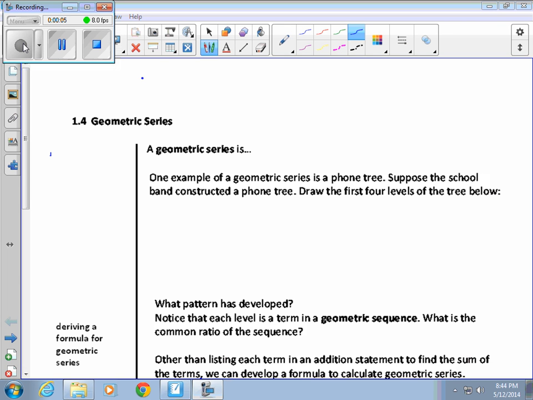Alright, 1.4 geometric series. This is number 2 because the first recording of this one was horrible.